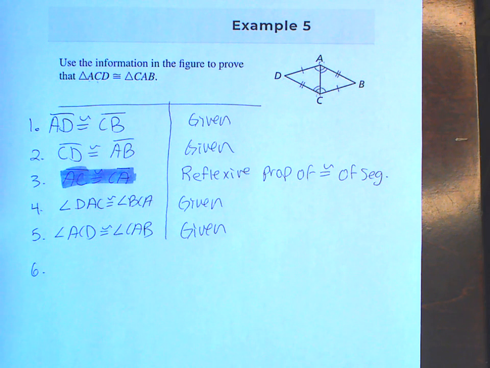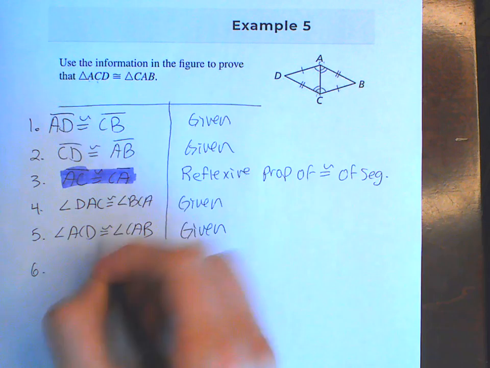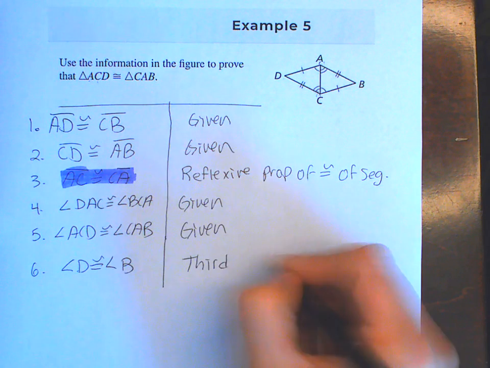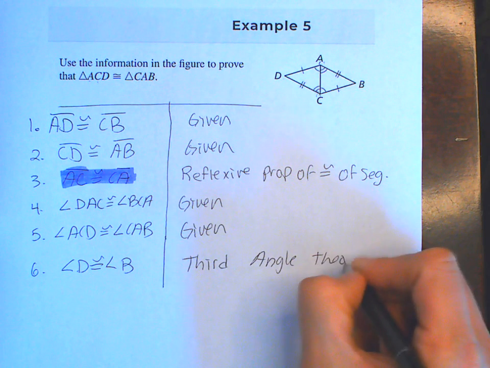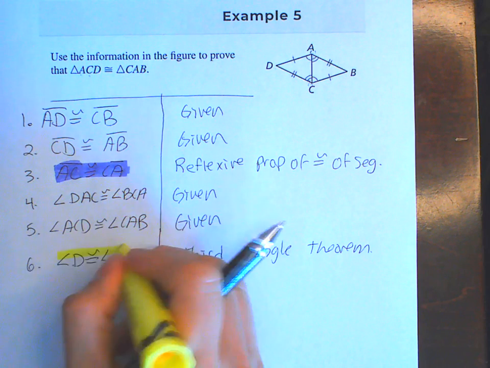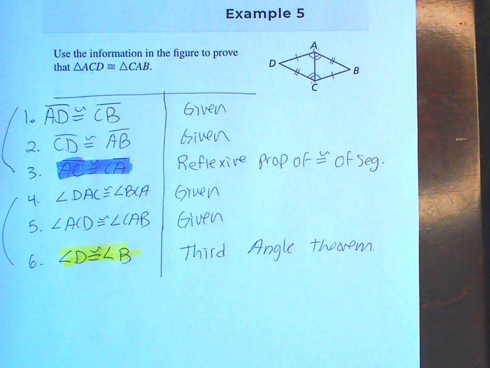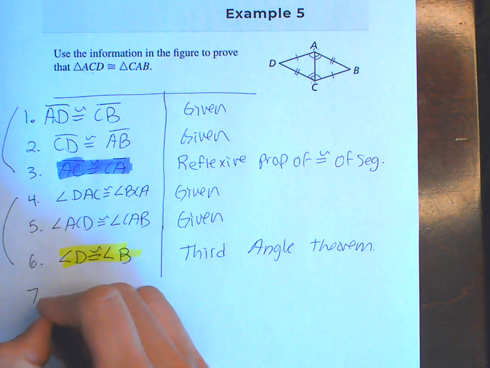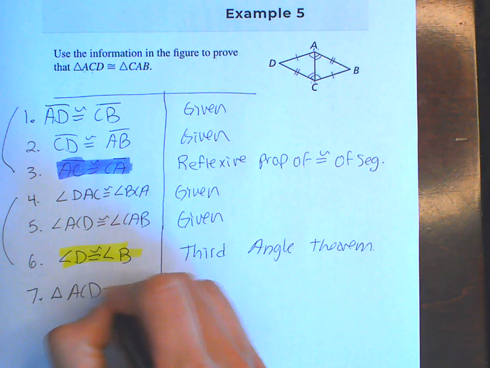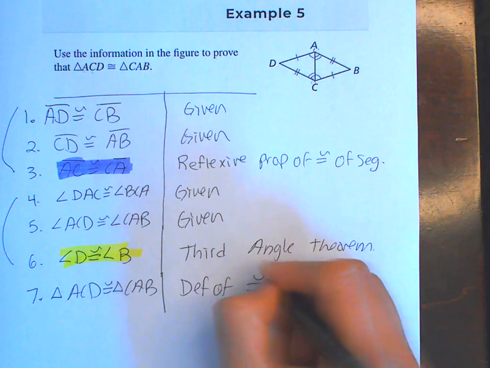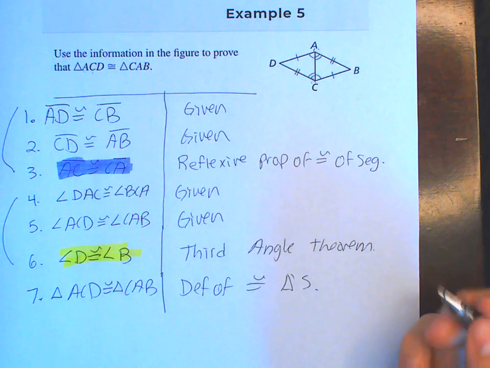So you need a third pair of angles. Keep in mind, one of the theorems that we did learn was that if you have 2 triangles that have 2 pairs of angles that are congruent, then the third pair is going to be congruent as well, which in this case is going to be angle D congruent to angle B. And what's the reason? Look it up. Third angle theorem. So now that I have my 3 pairs of sides and my 3 pairs of angles, I can state that these 2 triangles are going to be congruent. Triangle ACD congruent to triangle CAB. What's the reason? I guess definition of congruent triangles.